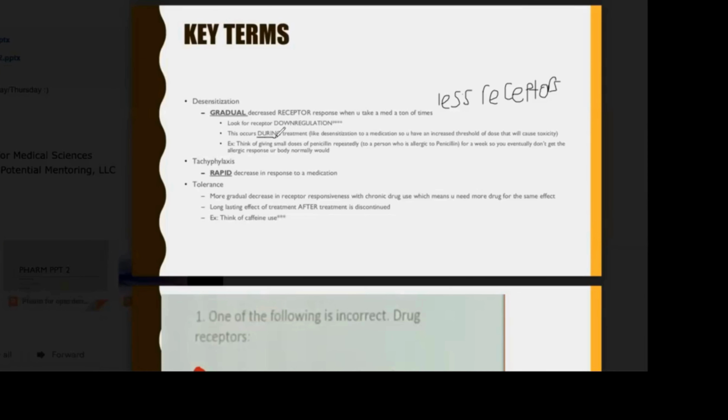So for this one, this is also how we actually do allergy shots, or we do allergy desensitizations. So you can downregulate receptor response to certain medications. So if you have a person who's allergic to penicillin and you give them just little tiny doses, eventually they won't have the allergic response. Their body will get used to that.